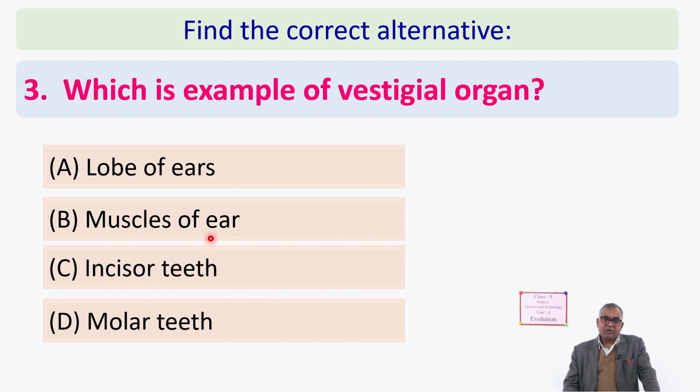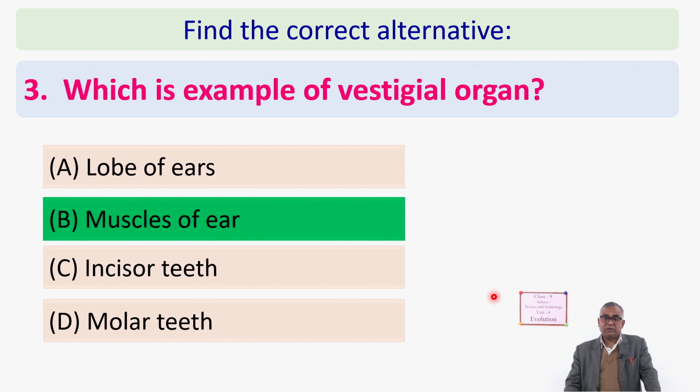Now the third one, which is an example of vestigial organs? It is simple, but think a little bit. Lobe of ears, muscles of ears, then incisor teeth or molar teeth. Have you guessed? Yes, muscles of ear. Muscles of ear means the muscles that help to move the ear.